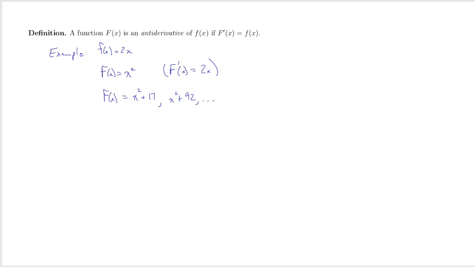And it turns out that there are lots of others. Take capital F of x to be x squared plus 17, or x squared plus 92, or x squared plus any constant. And the derivative of any of those is still 2x because the derivative of a constant is 0.